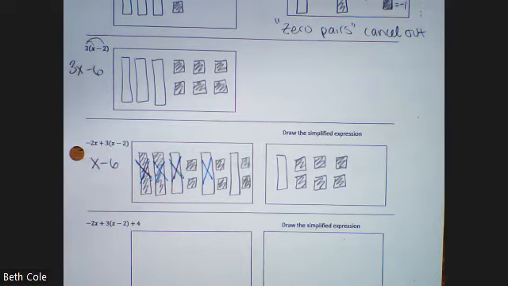I love these cute little doodles. We're just doodling in math class. Fun, it gives you something to play with here.